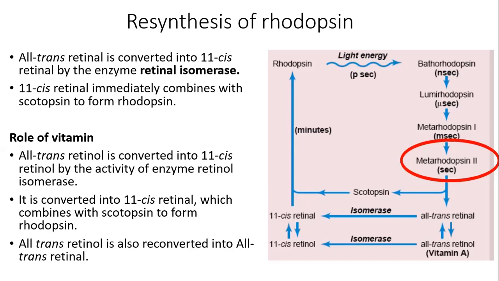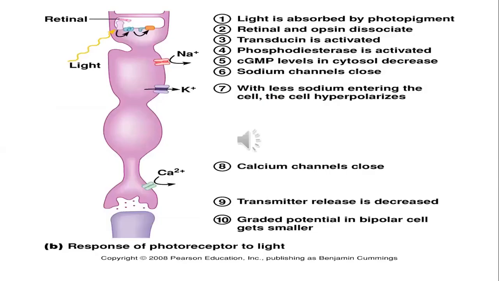All trans retinol is converted into 11-cis retinol by the activity of the enzyme retinol isomerase, which then combines with scotopsin to form rhodopsin. All trans retinol is also converted into trans retinol. So this is a diagram showing how vitamin A and other things bring about the formation of rhodopsin. And this is a diagram showing the stages in which rod cells can be stimulated, from stage 1 up to the last stage.